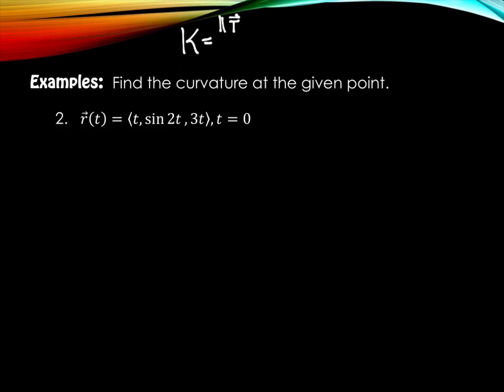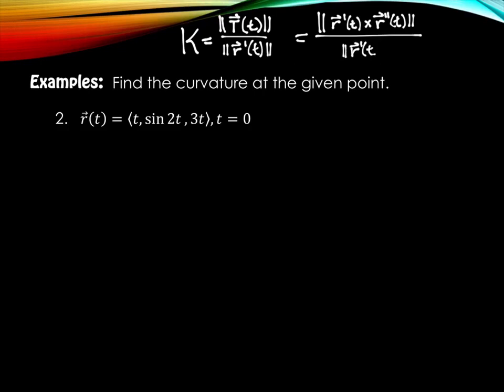So we have the magnitude of T over, I'll check to make sure I don't miss any pieces as I'm writing them. And then another version of it, I'll just put equals in between: the magnitude of r prime cross r double prime, over the magnitude of r prime cubed. I think I got all the pieces. Does that look right? Compare back and forth. Looks okay. All right. So we're going to use the second form here for example number 2.